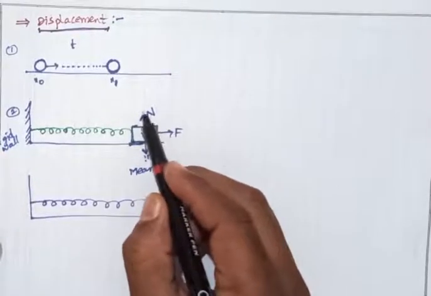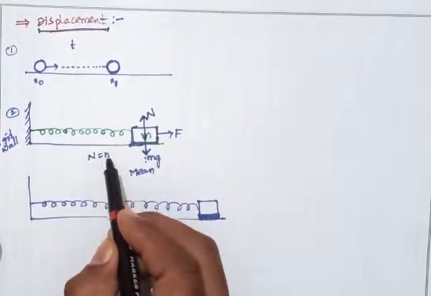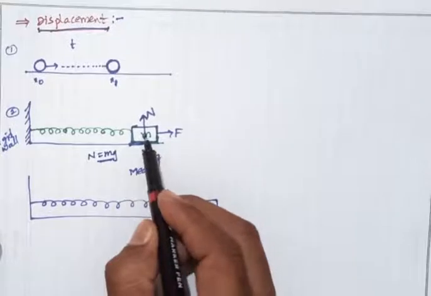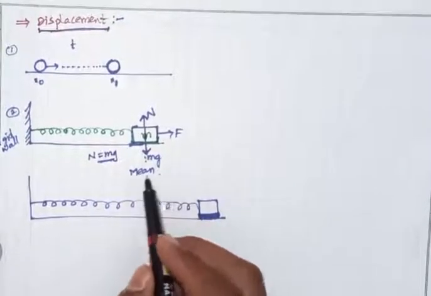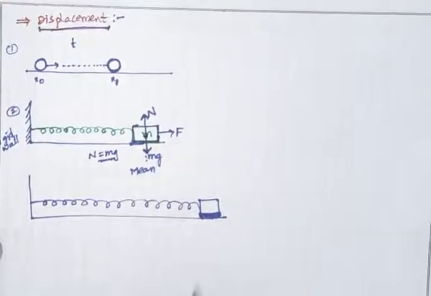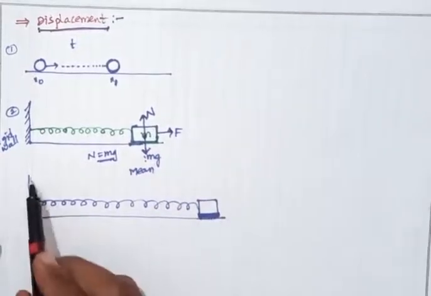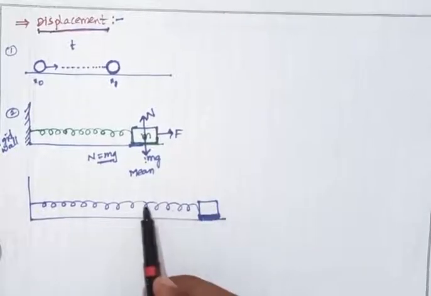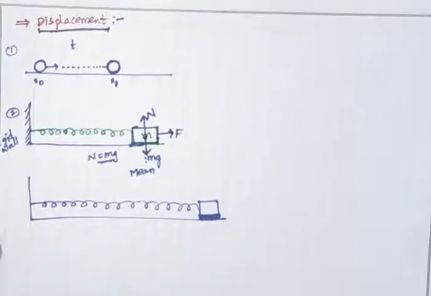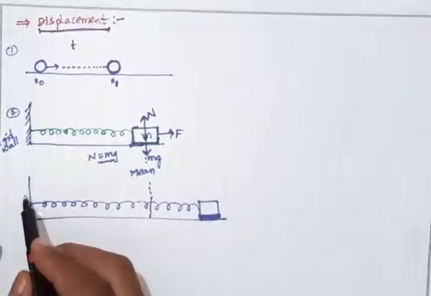the normal reaction N equals mg. It is constant, and this is called the equilibrium position or mean position. When the force F is applied along the right direction, what happens? It is an expansion. So this position is the mean position.